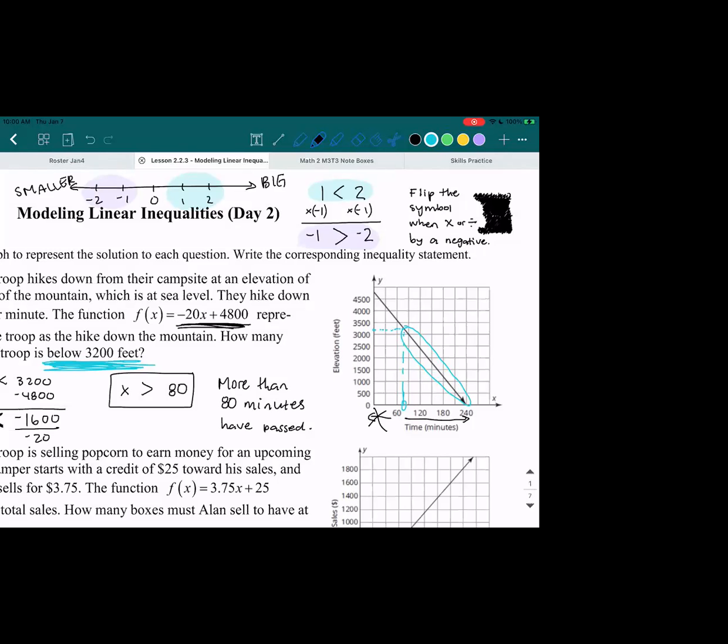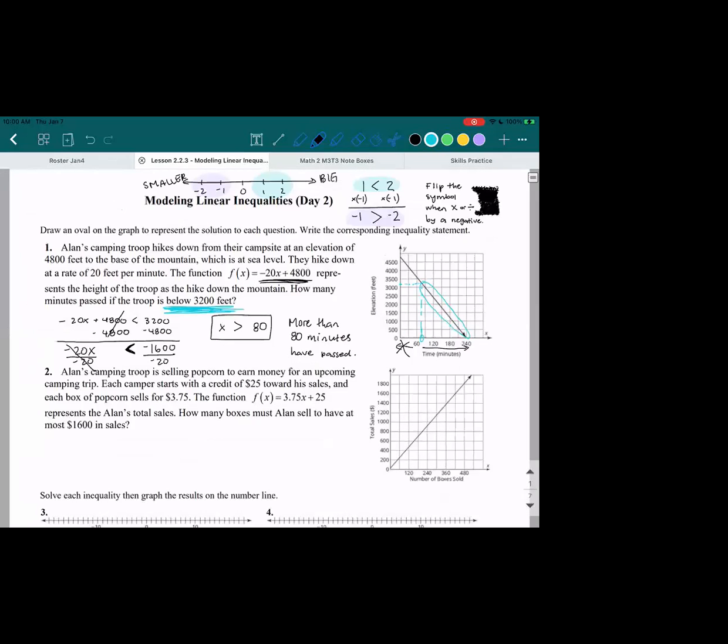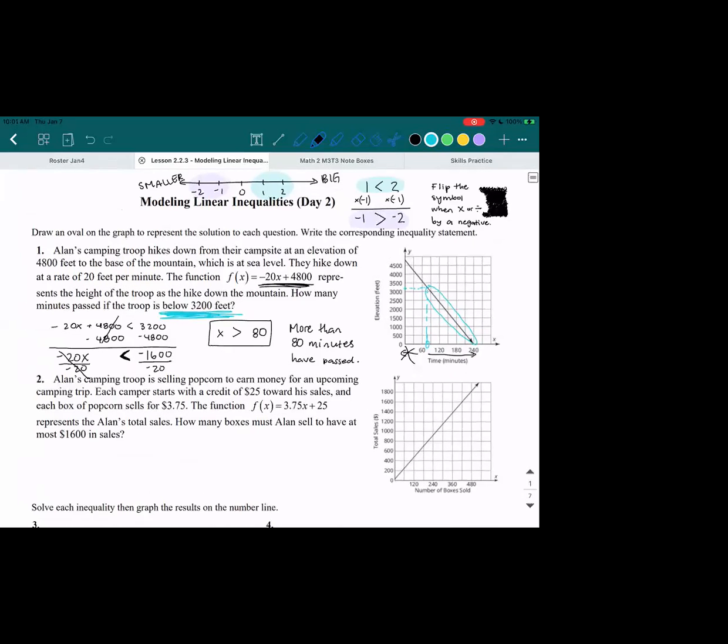All right, so now let's go on to the next problem. So number 2, Alan's camping troop is selling popcorn to earn money for an upcoming camping trip. Each camper starts with a credit of $25 towards his sales, and each box of popcorn sells for $3.75. The function f of x is equal to 3.75x plus 25 represents Alan's total sales. How many boxes must Alan sell to have at most 1,600 in sales?